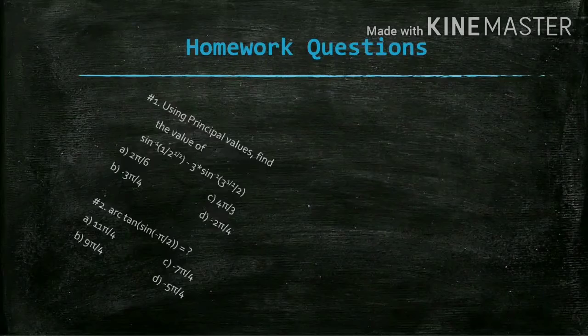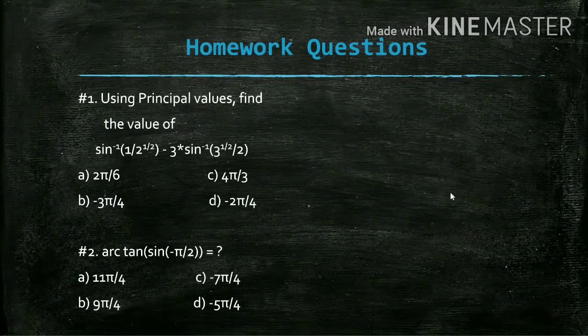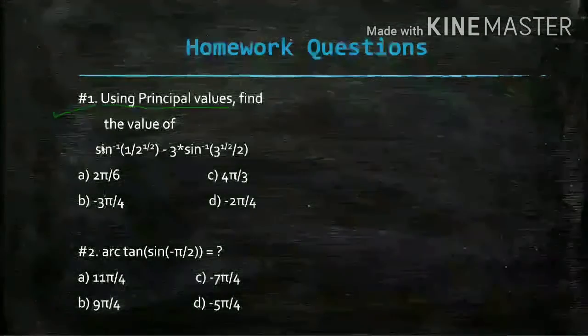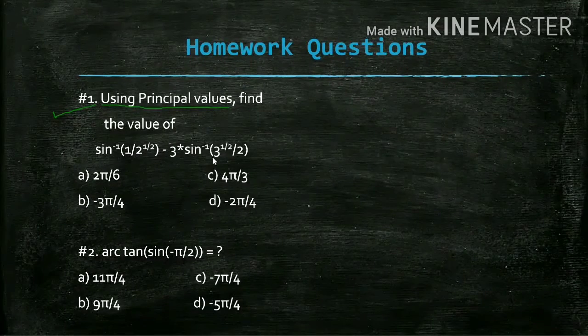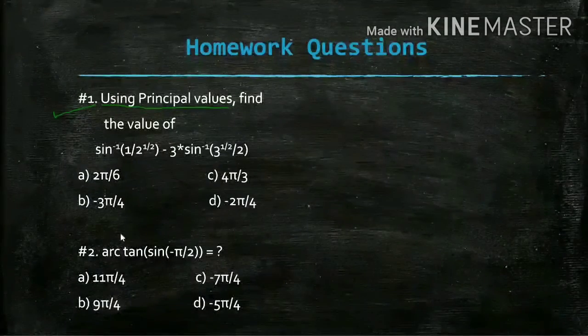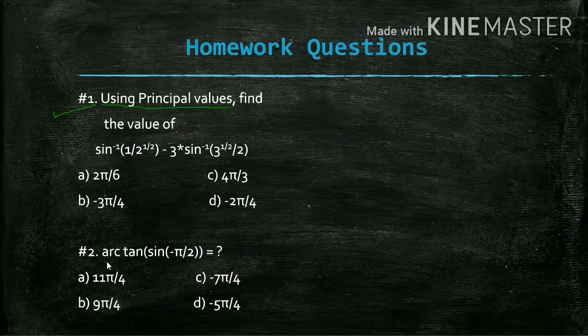Okay, these are the homework questions. The first one says using principal values. Let me tell you, even if it was not given that you should use principal values, you will still use them, because from now onwards, whenever you need to calculate an inverse function, you just need to consider the principal values. So using principal values, find this value among the options which is correct. Similarly, for the second function, you need to find its value.